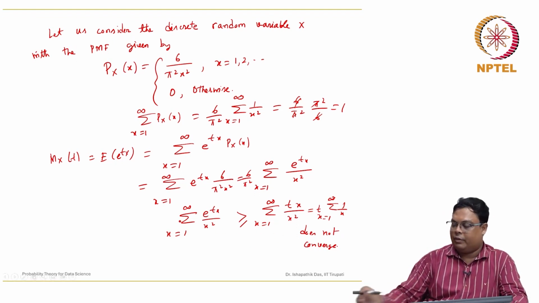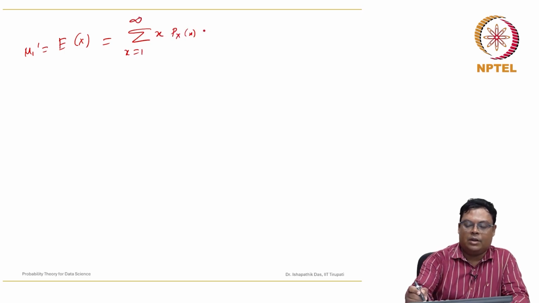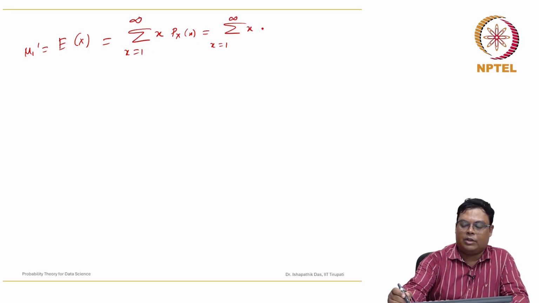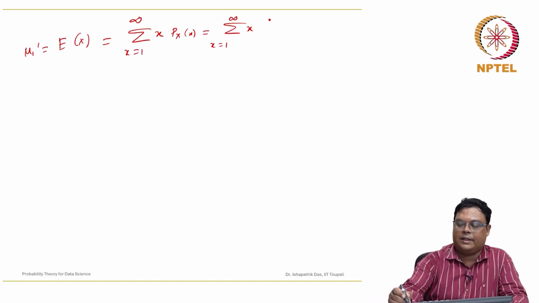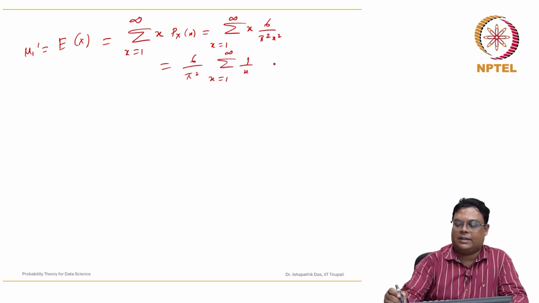Now in another way we can discuss the moments. Basically we consider the first order moment, mu1 dash. By definition, this is the summation over x equal to 1 to infinity of x times p(x), where p(x) is 6 by pi square x square. Since 6 by pi square is a constant, we get 6 by pi square times the summation over x equal to 1 to infinity of x times 1 by x square, which is 1 by x. This is a divergent series, so it does not exist finitely.